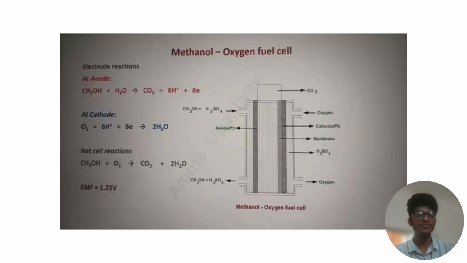At the anode reaction, methanol plus water, that means CH3OH plus H2O, gives rise to CO2 plus 6H plus ions plus 6 electrons. At the cathode reaction, oxygen plus 6H plus plus 6 electrons gives rise to H2O, water. Net cell reaction: CH3OH, methanol, plus oxygen gives rise to CO2, carbon dioxide, plus water. The EMF of the methanol oxygen fuel cell is 1.21 volts.